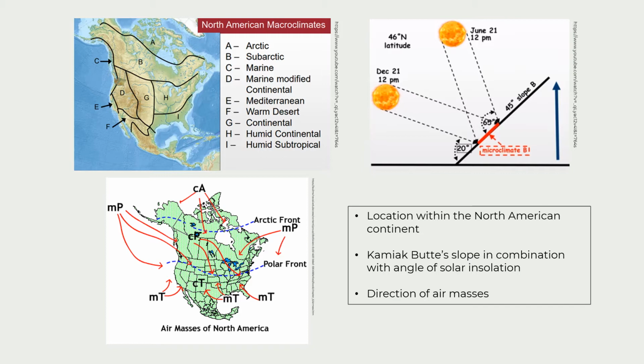Lastly, the climate of Kamiak Butte is influenced by the movement of air masses. Marine polar air systems approach Kamiak Butte from over the Cascade Mountain Range and combine with high wind systems up from the Columbia River Gorge, supplying Kamiak Butte with ample precipitation and winds.